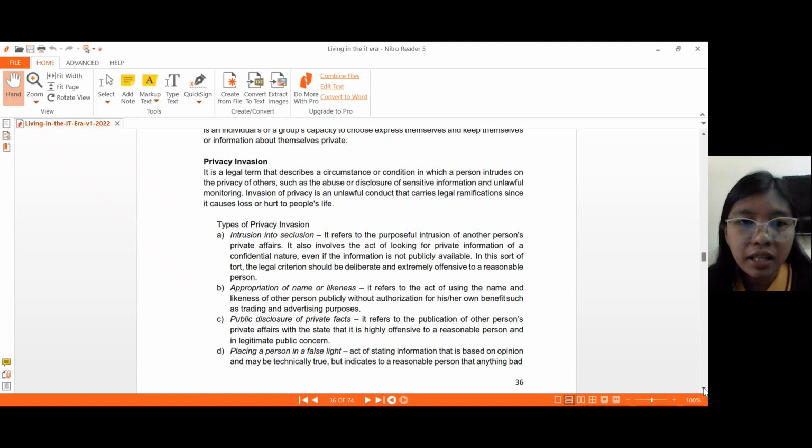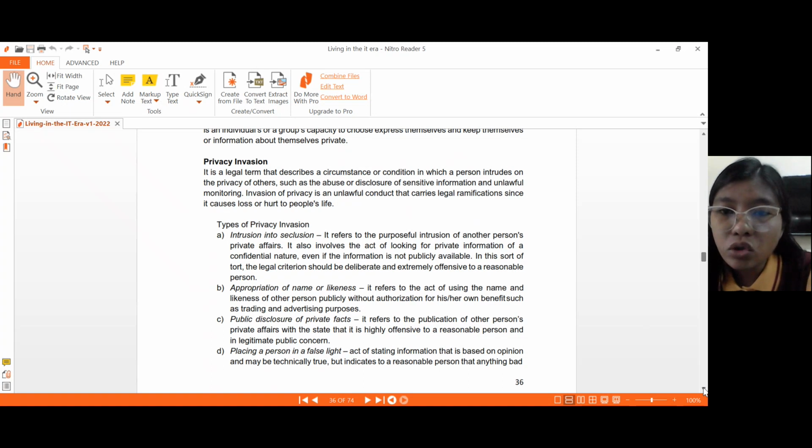And there are types of privacy invasion. Number one, intrusion into seclusion. So it refers to the full intrusion of another person's private affairs. It also involves the act of looking for private information of a confidential nature, even if the information is not publicly available. In this sort of tort, the legal criterion should be deliberate and extremely offensive to a reasonable person.